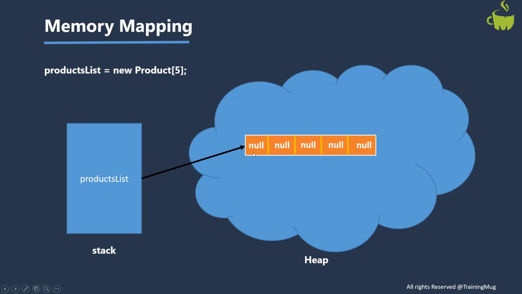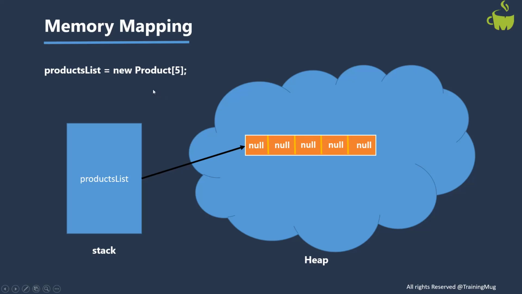So why null? Because the kind of data you're storing is an object, so by default object type will be initialized to null. And surprisingly, if you can see, all values are stored as null, but none of the product objects is yet created. That is very important.